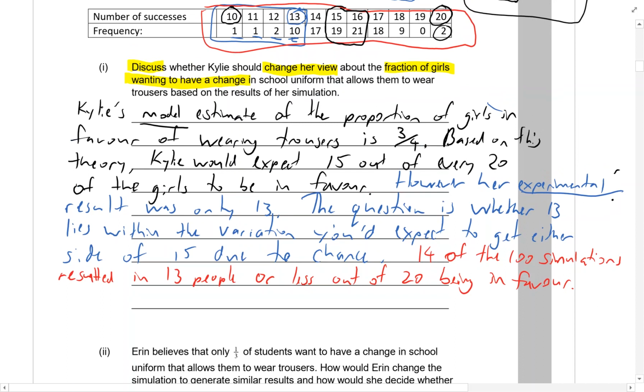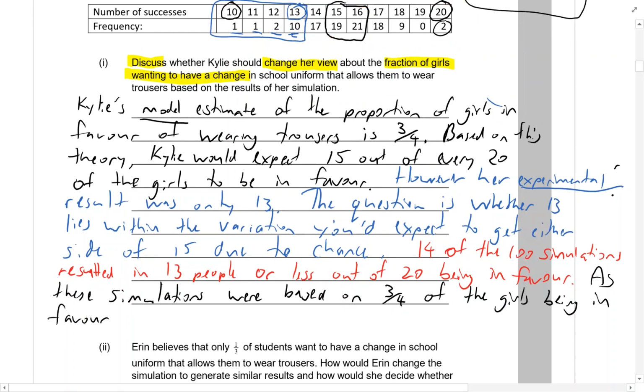So what do we write? Well, we write, as these simulations were based on three-quarters of the girls being in favour, our result of 13 out of 20 would be within the expected variation either side of this. In other words, it's just not rare enough to say that the true fraction is lower than 3/4.